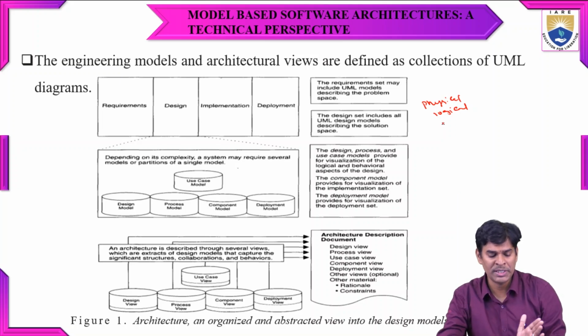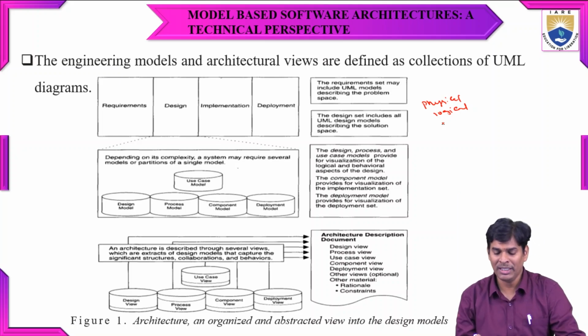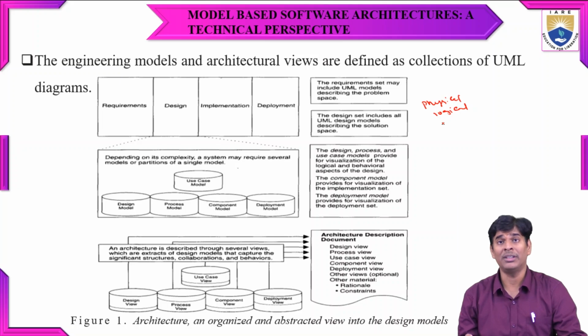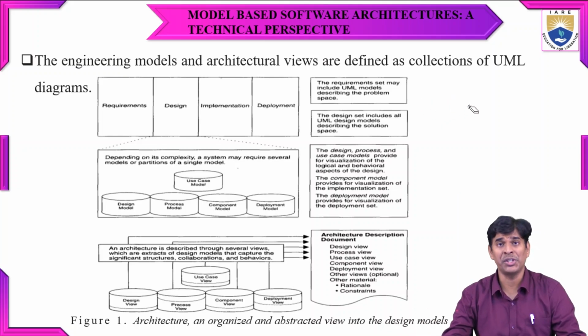So how the relationship goes from one component to another component. And the next one, the component model, is mainly used for the visualization of how we are going to implement the subsystems. And deployment is mainly used to show how the various components have to be deployed in the architecture. So mainly UML is used for the visualization of the abstract models.